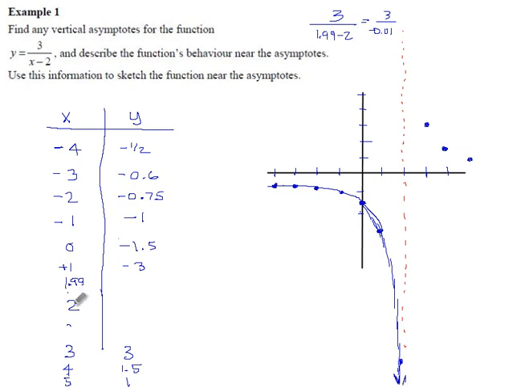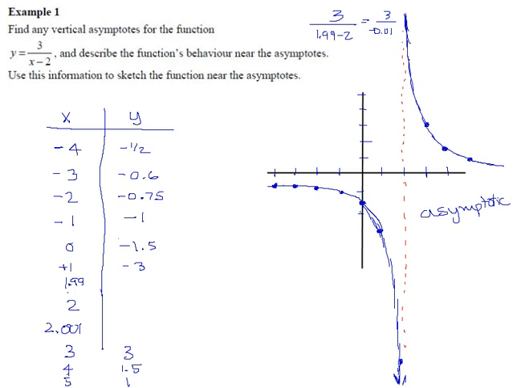On the other side, if you do a value like 2.001, just barely to the right of the asymptote, this comes out to 3 over 2.001 minus 2, which is 3 over 0.001, which is 3,000. So over on the other side, just to the right of the asymptote, we get extremely high y values, and then the function drops, like so. This kind of behavior is called asymptotic behavior. It's how most functions behave around an asymptote.